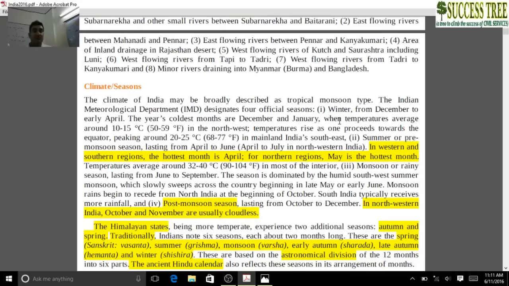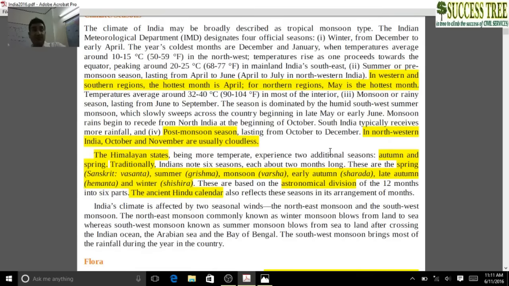Now come to the next, that is climate and seasons. You should know, we live in a monsoon climate. India lies in the monsoon climatic region. Which month is the hottest month in North India? April or May? Which month is the hottest month in South India? April, May or June?